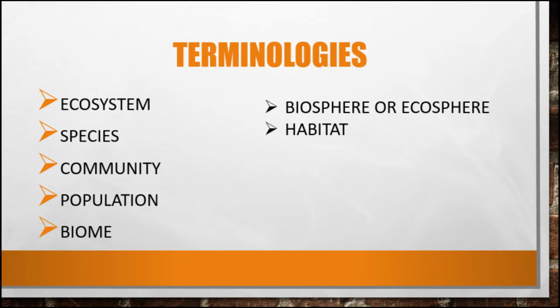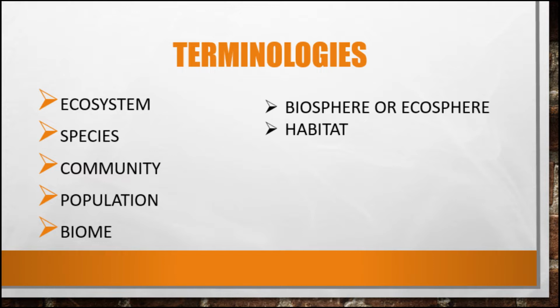Okay, so let's move on to the second one. Species is a group of organisms that interbreed or mate to produce fertile offspring. So if organisms can produce fertile offspring together, then they belong to the same species. If they cannot, they don't belong to the same species. Are you getting it? Right.